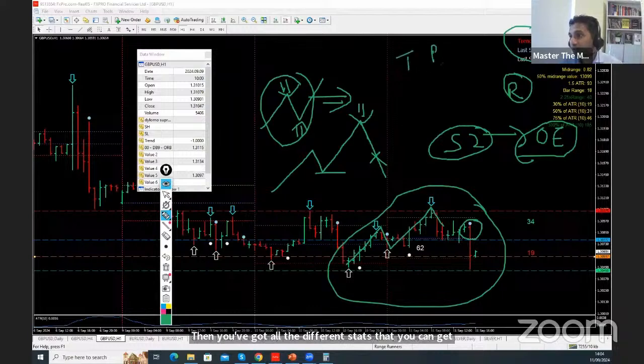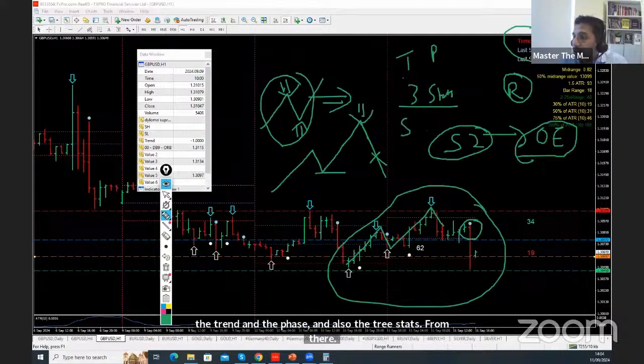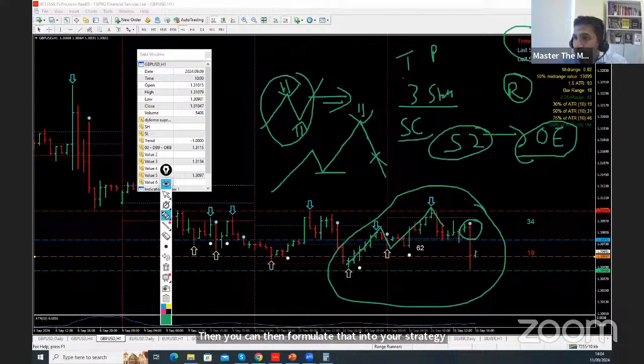One is the trend and the phase. You can get the three stats, one of it being OE. Today we're going to talk about OE, and then tomorrow we'll talk about the third stat, right? So all these things, and also you can tell the trend and the phase, and also the three stats. From there, you can then formulate that into your strategy construction. So these are all the things that the SMI does.